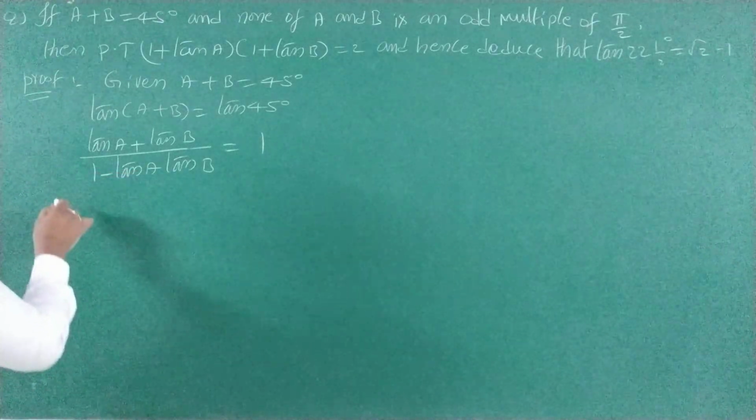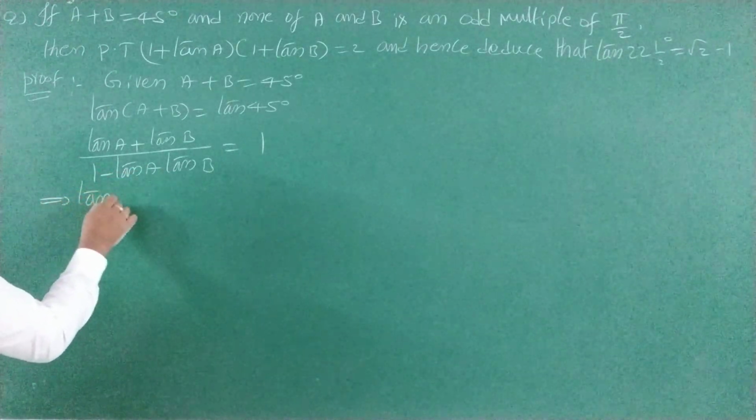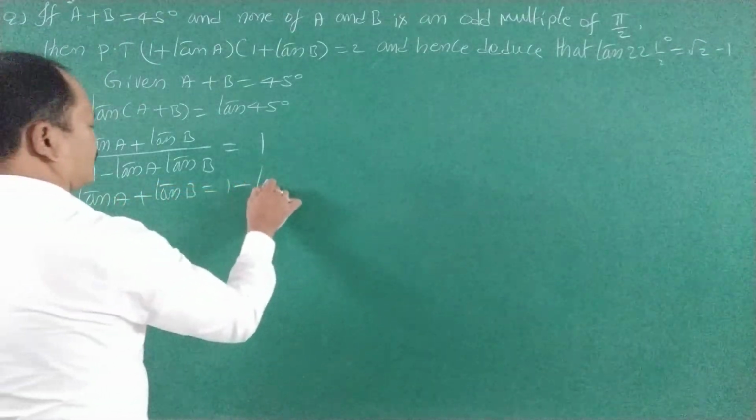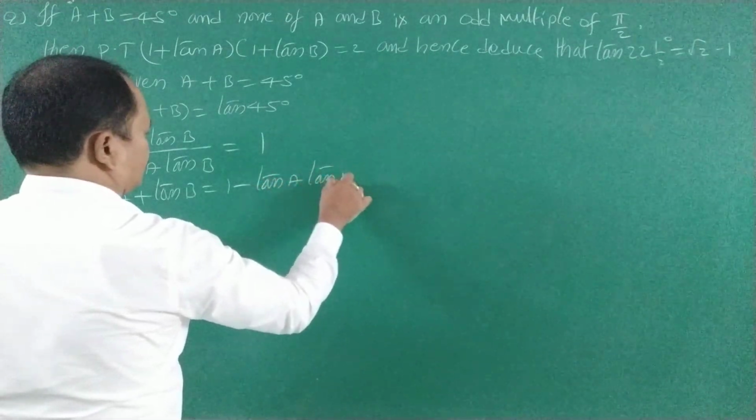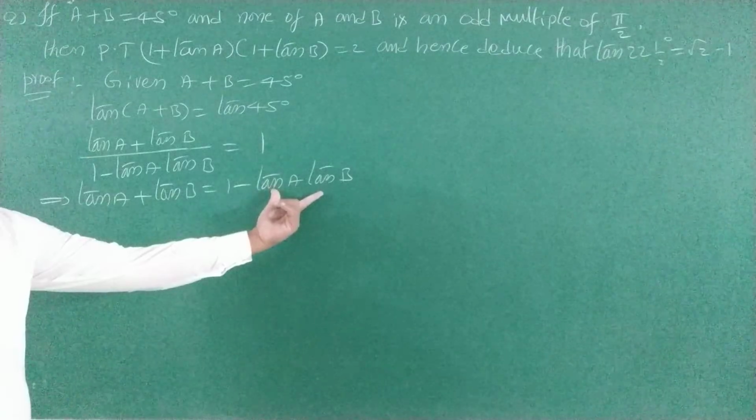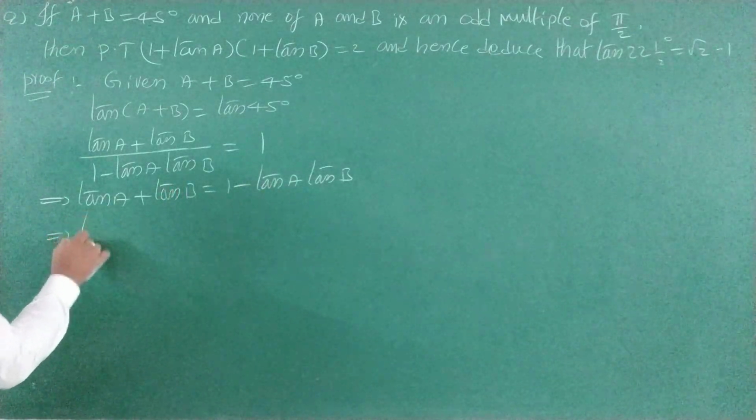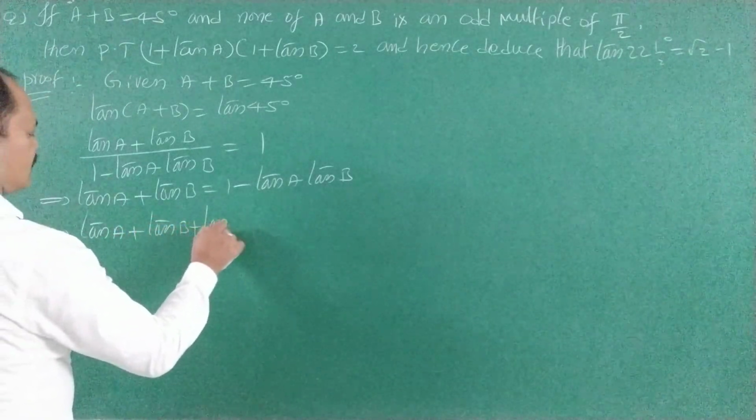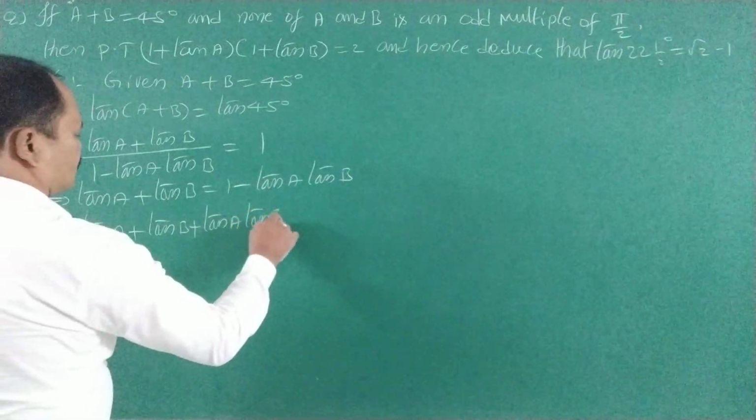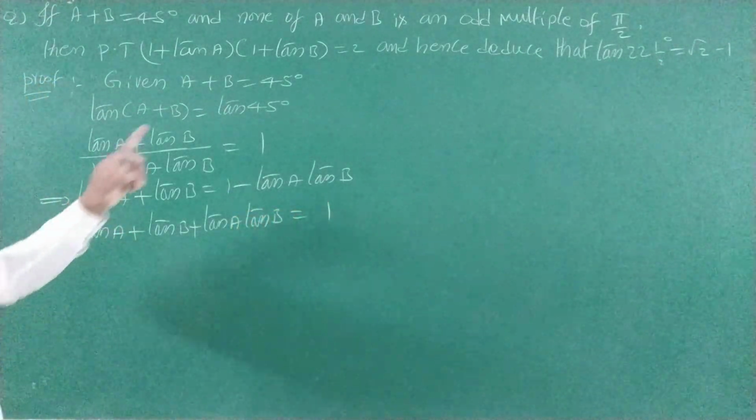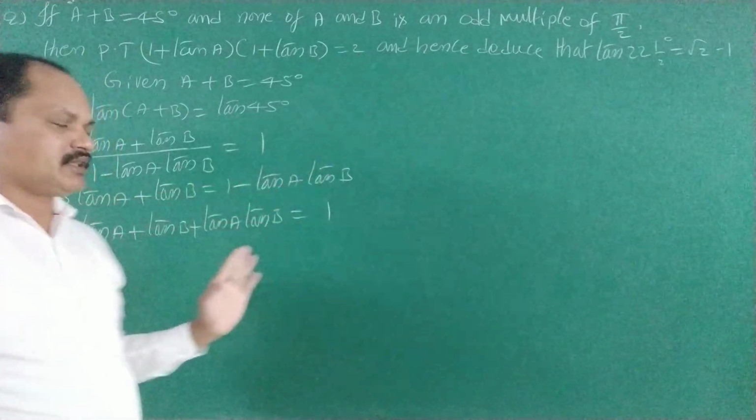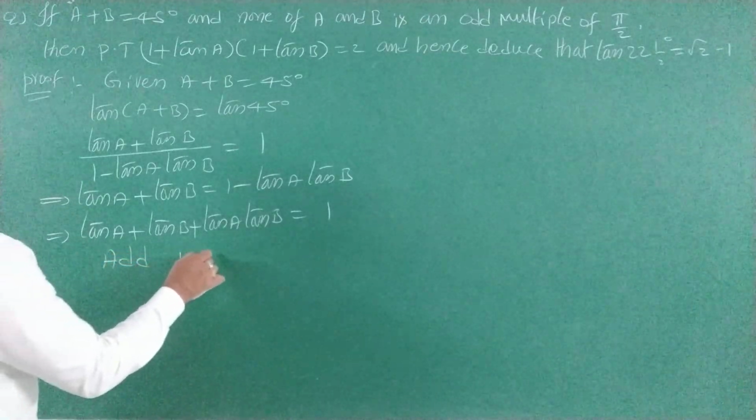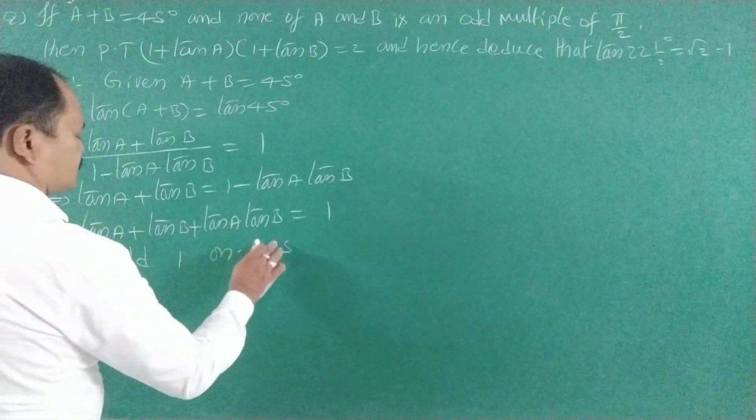Apply cross multiplication, then it is tan a plus tan b is equal to 1 minus tan a into tan b. That's all. Now shift this negative term. Tan a plus tan b plus tan a tan b is equal to 1. Now in result required 2 is there. That's why add 1 on both sides.